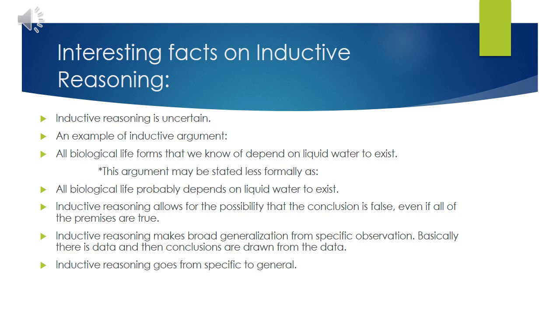Inductive reasoning makes broad generalizations from specific observations. Basically, there is data, then conclusions are drawn from the data. This is called inductive logic. In inductive inference, we go from the specific to the general. We make many observations, discern a pattern, make a generalization, and infer an explanation or a theory.